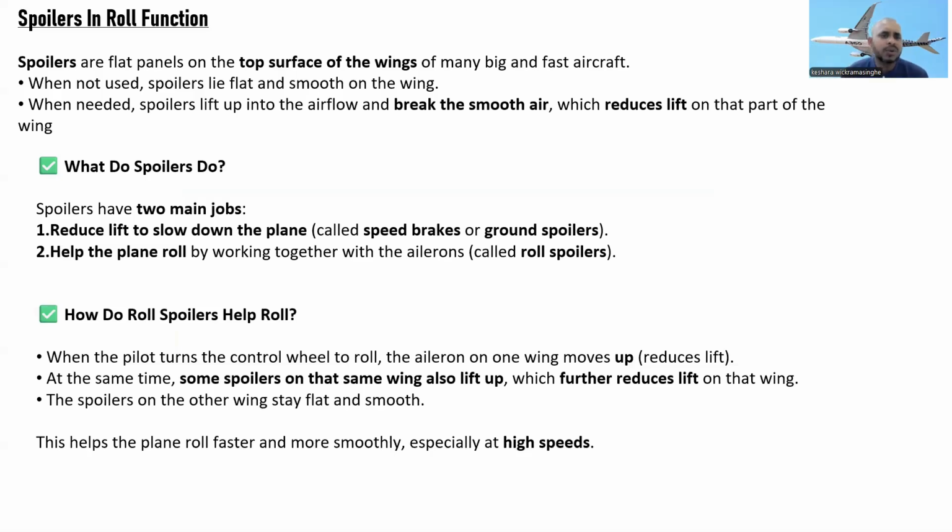Next, how do roll spoilers help roll? When the pilot turns the control wheel to roll, the aileron on one wing moves up, reducing lift. At the same time, some spoilers on that same wing also lift up, which further reduces lift on that wing. The spoilers on the other wing stay flat and smooth. Remember it. That is the way the spoilers help the rolling action. This helps the plane roll faster and more smoothly, especially at high speed.